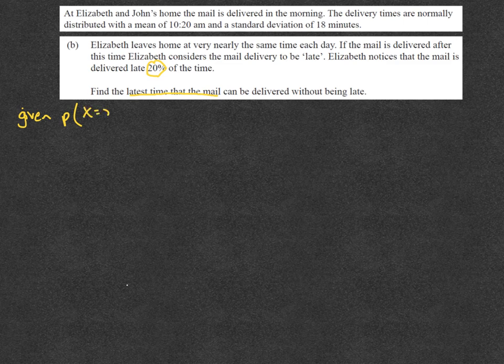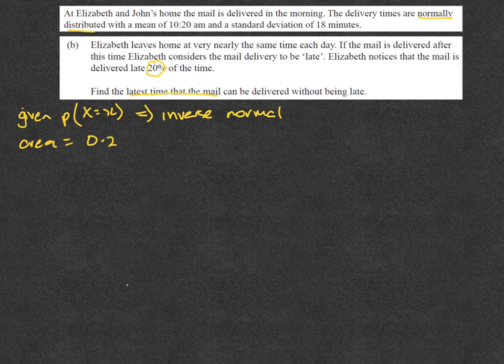Because we've been given a probability, that is telling us we are going to do the inverse normal. The reason we know it's normal is because the previous question was normal, but also we can see it up here, normally distributed. So we need to use the inverse normal here, where the area under the curve is equal to 0.2.